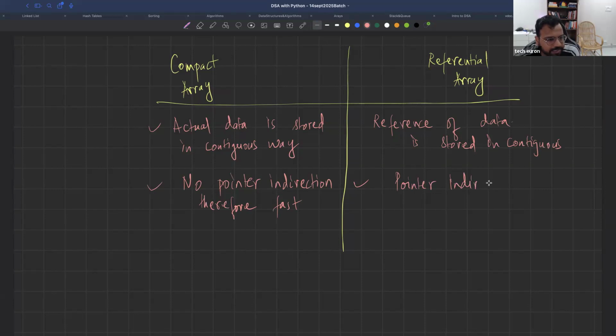What is the meaning of pointer in direction? That if you want to read an element, you have to first go and read the address. Then you have to go to that address and then read it again. So you get the actual data. So 2 times you have to indirect. Did you guys follow? Saif is saying, how does referential array get to know how many elements would it get?